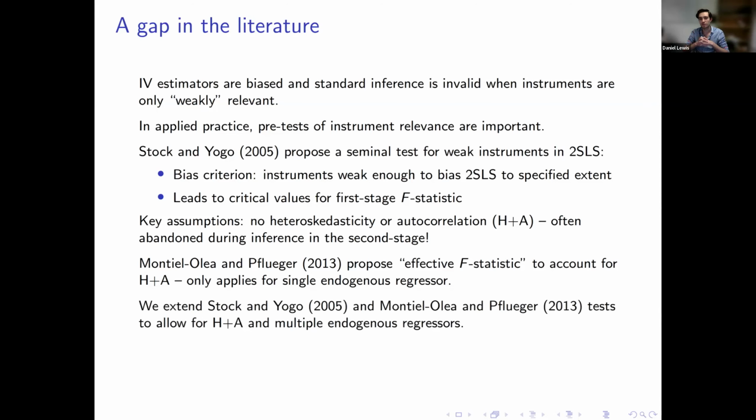So what we're going to do in this paper is extend the Stock-Yogo test and the Montiel-Olea and Pflueger tests jointly, in a way that's going to allow for both heteroscedasticity and autocorrelation and multiple endogenous regressors. So it's going to be a general test. It's going to nest both of these existing tests as special cases.